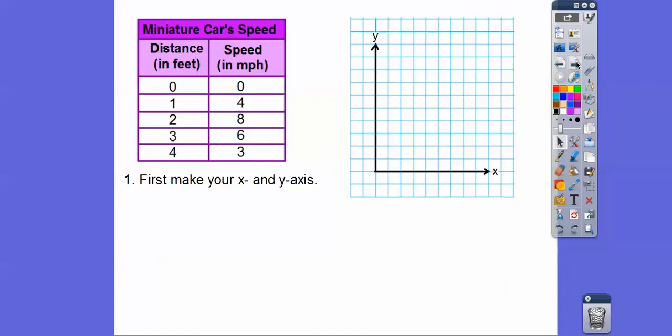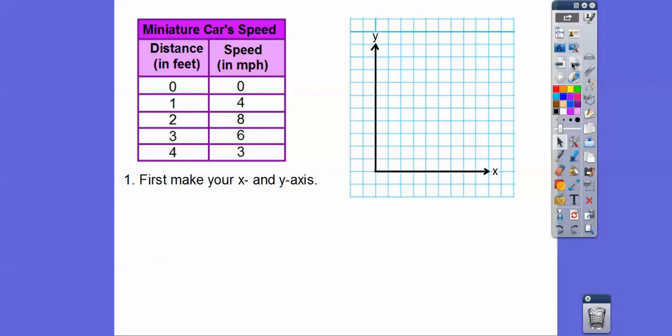Okay, so first thing we've got to do is make our axes, our x and y axes. Always the horizontal is our x-axis and the vertical is our y-axis. Remember x comes before y in the alphabet, so these will represent our x numbers. These will represent our y numbers. So 0, 0, 1, 4, 2, 8.